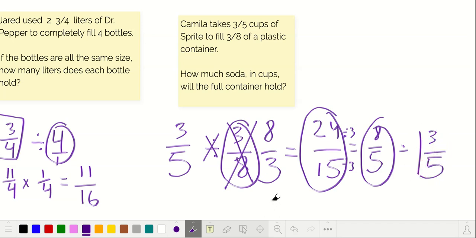By the way, for those of you who are a little bit more advanced, you might have seen this on Khan Academy. When you see the same number on the numerator and the denominator when you're multiplying, you can actually just cancel them out or cross them out. They become 1. So basically, you're left with 8/5. That's a little shortcut instead of having to multiply and then divide it out.